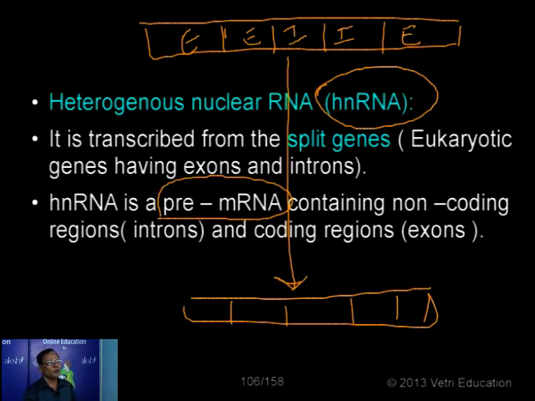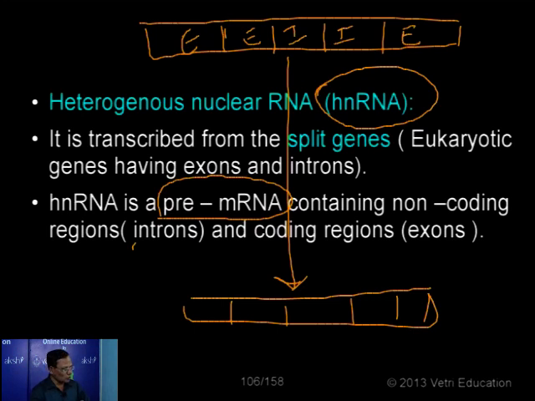So what do you mean by processing? During processing, what will happen? The unwanted segments of the RNA are removed, and the coding sequences are joined together. So pre-mRNA, the one which has both the exons and introns, the coding and non-coding sequences, is known as heterogeneous RNA, otherwise called pre-mRNA, before it is processed.